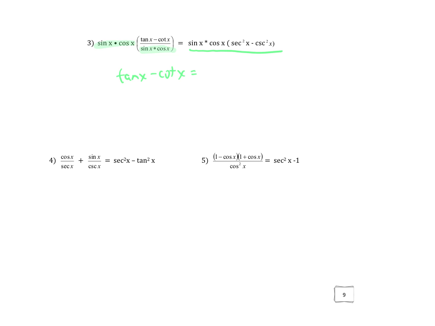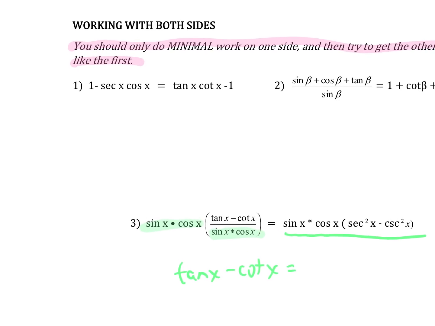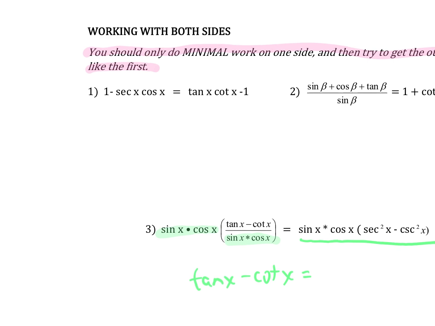Okay? So for number 1, which side would you start on? Because they look like... Yeah, that's six of one, half a dozen of the other. Actually, I would do a little bit on that one. Let's do that one really quick, because that should be a really quick one. What's secant times cosine? 1. So this is 1, so we have 1 minus 1, so we get 0. And what's tangent times cotangent? 1 minus 1, so we get 0 equals 0. So yeah, that's a very small amount of work on either side, but then we get that.